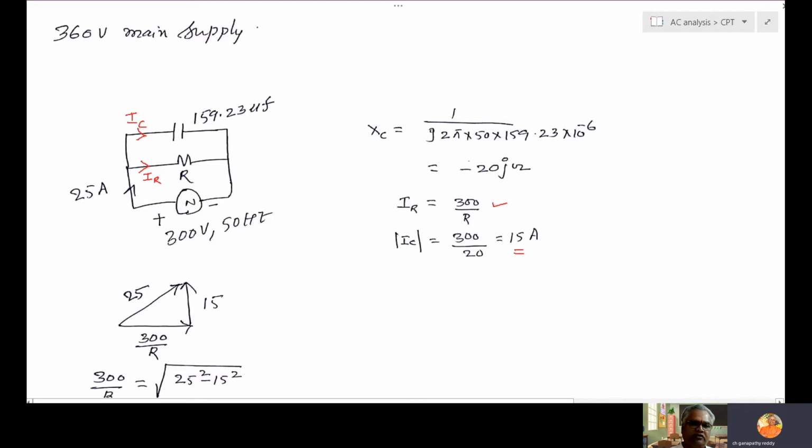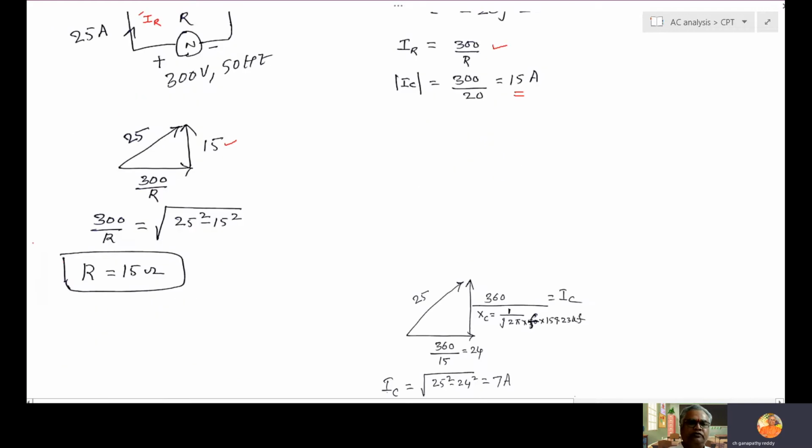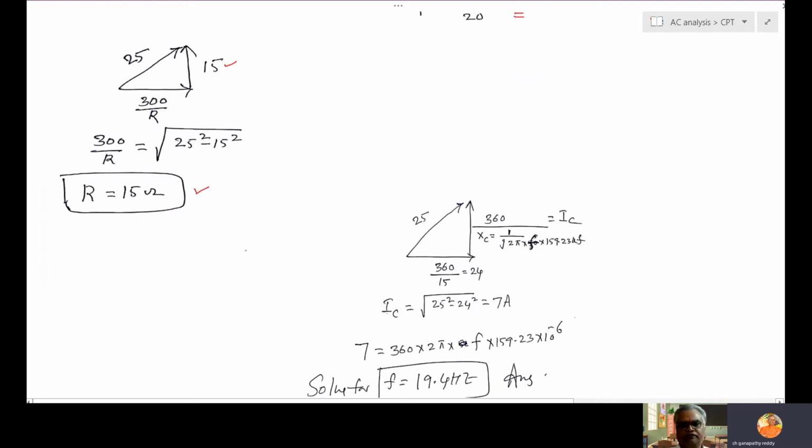Now IR plus IC, vector addition, should be equal to 25. So IR is 300 by R, IC is 15. Then vector addition of this should be equal to 25. Therefore, square root of (300 by R) square plus 15 square is equal to 25. Using that formula, solve for resistance, 15 ohms. So with the help of first set of data, we find out resistance of 15 ohms.